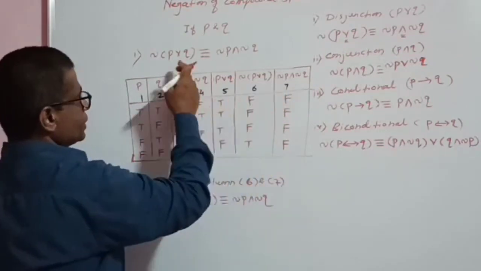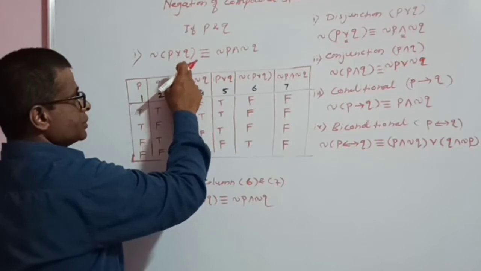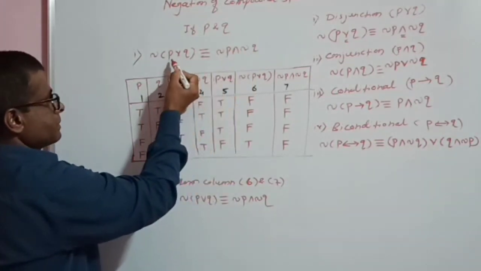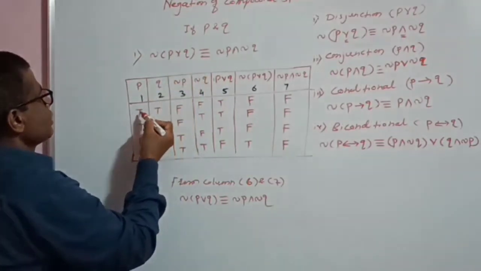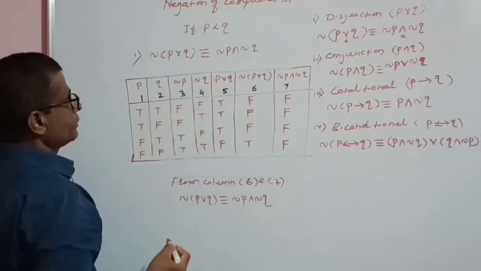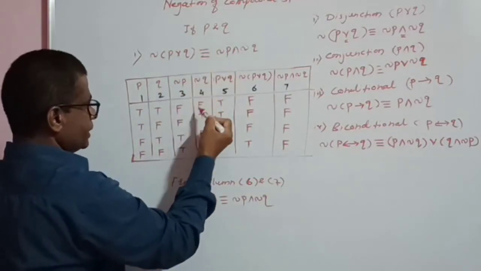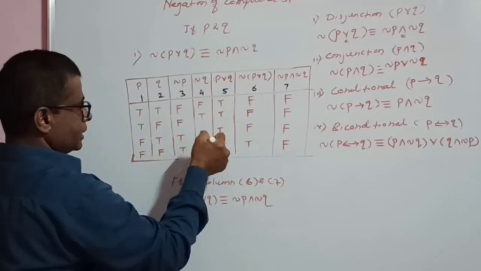So let us take the first. Say the negation of (P disjunction Q) is equal to negation of P conjunction negation of Q. The left hand side statement pattern is negation of (P disjunction Q). So P, Q whose truth values are T, T, F, F and T, F, T, F. Then negation of P is F, F, T, T, and negation of Q is F, T, F, T.